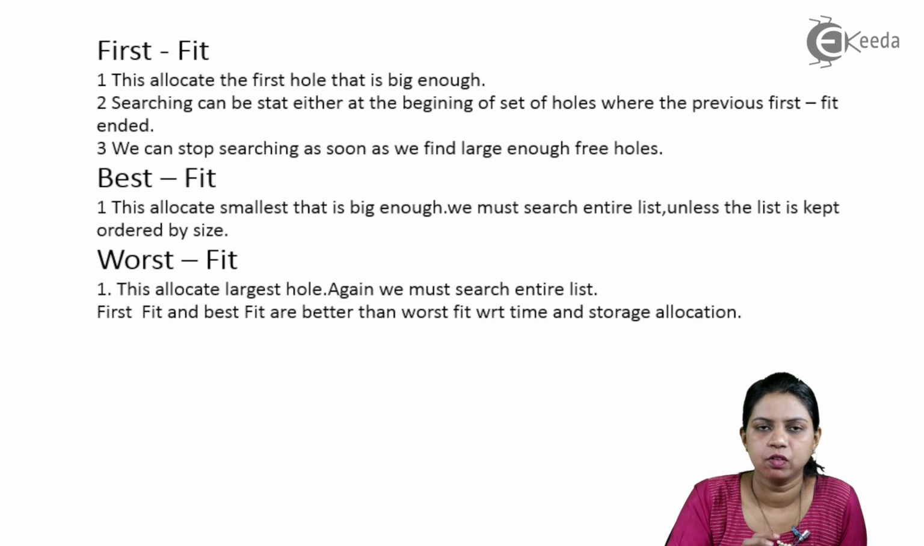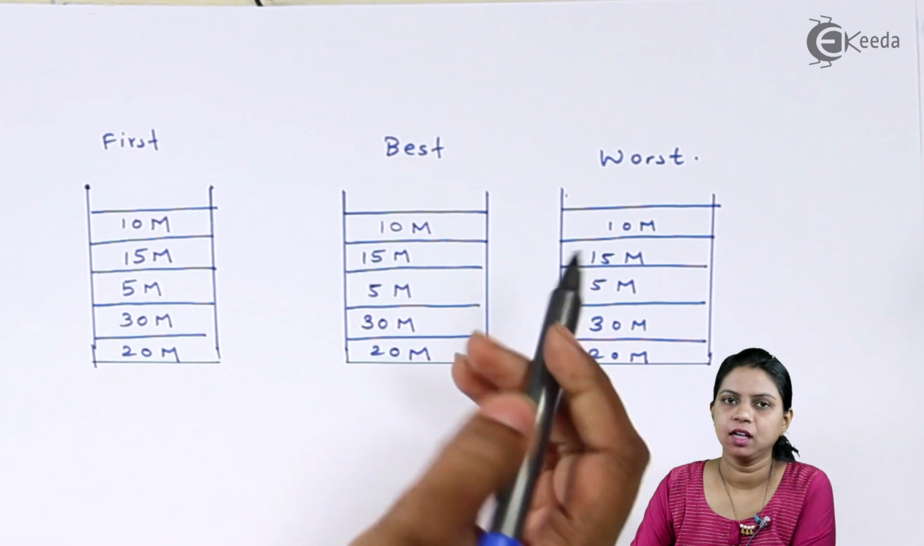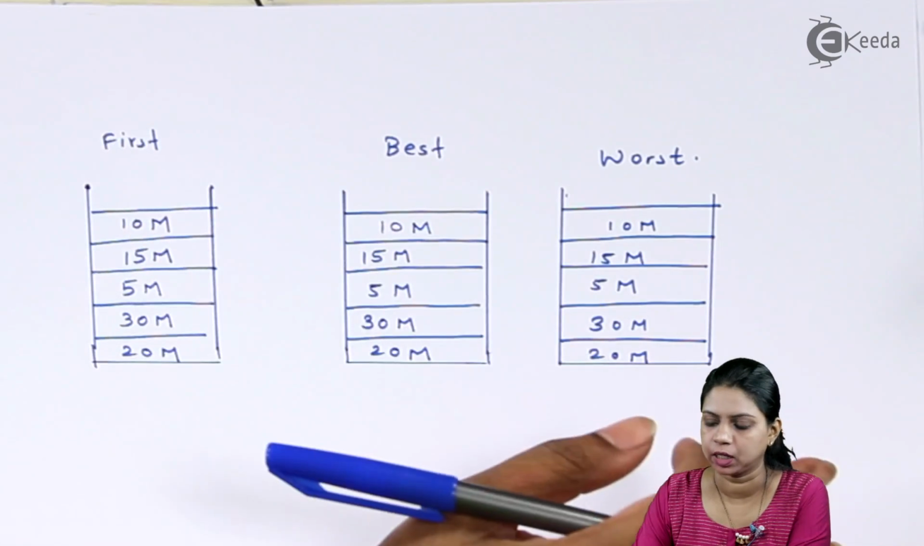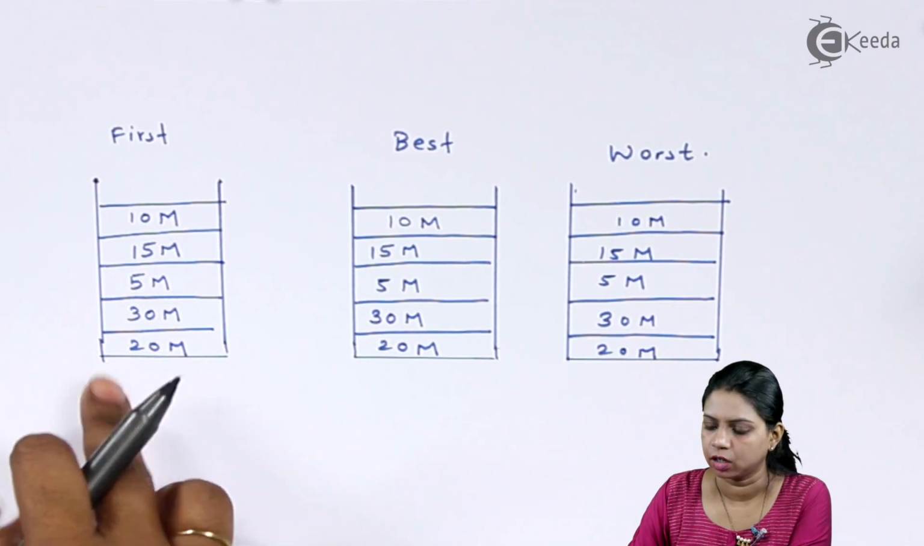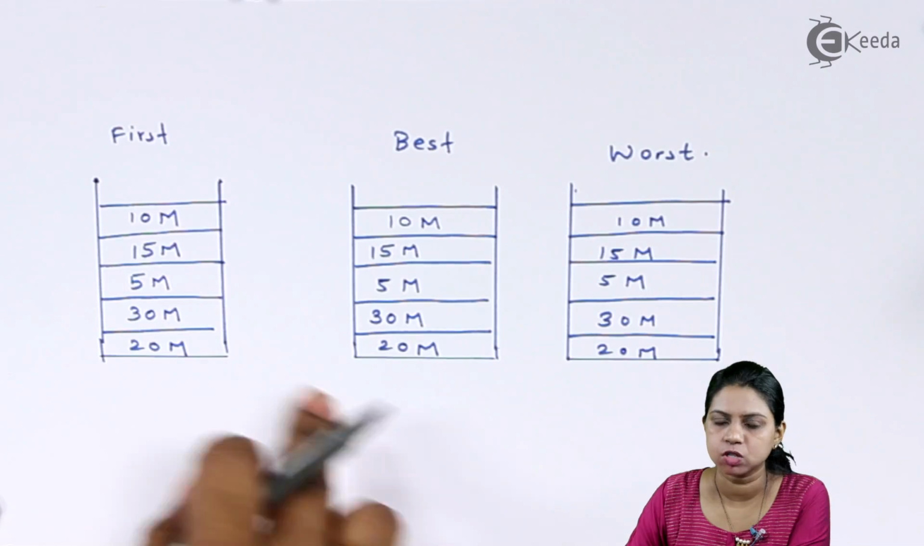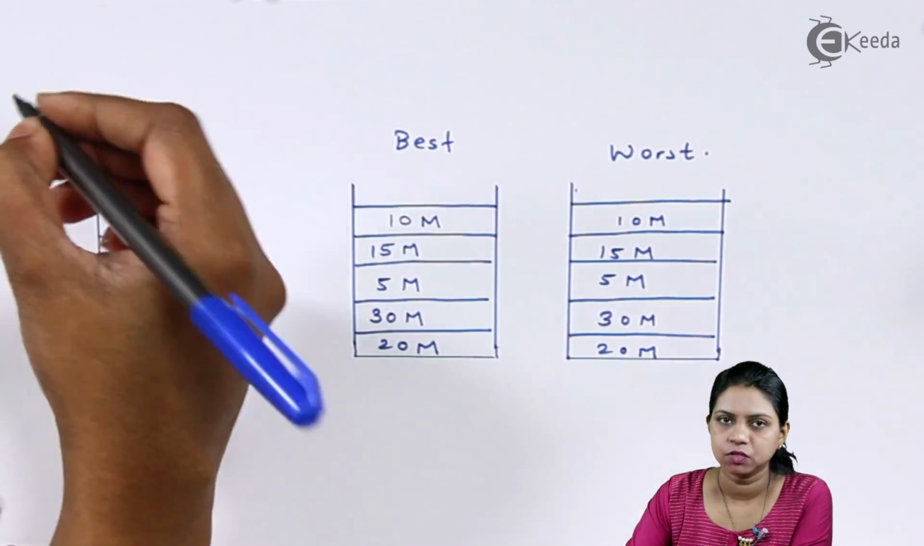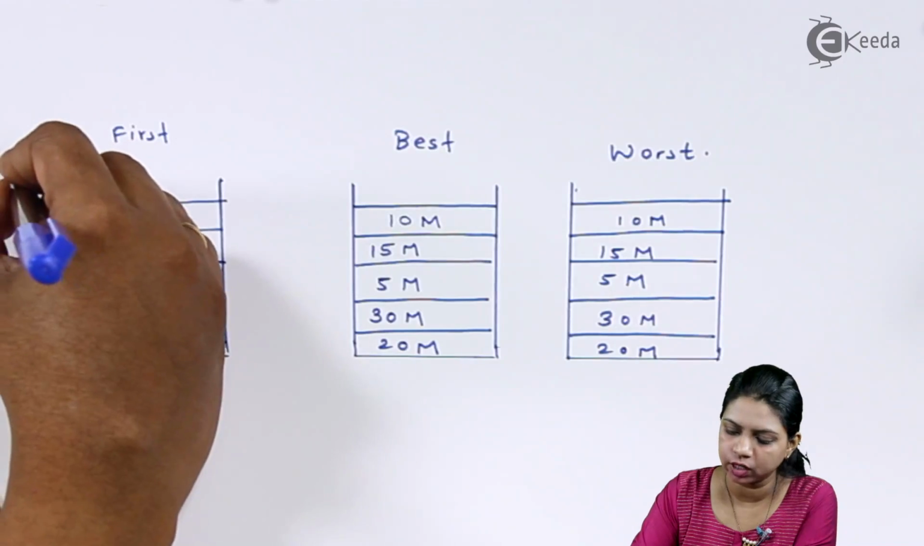Now we will see all these three techniques with the help of an example. Let us see the first fit, best fit, and worst fit techniques with the help of an example. Suppose these are the available blocks which I have. In the first fit, what will happen? Suppose I get a request of size 3 MB.